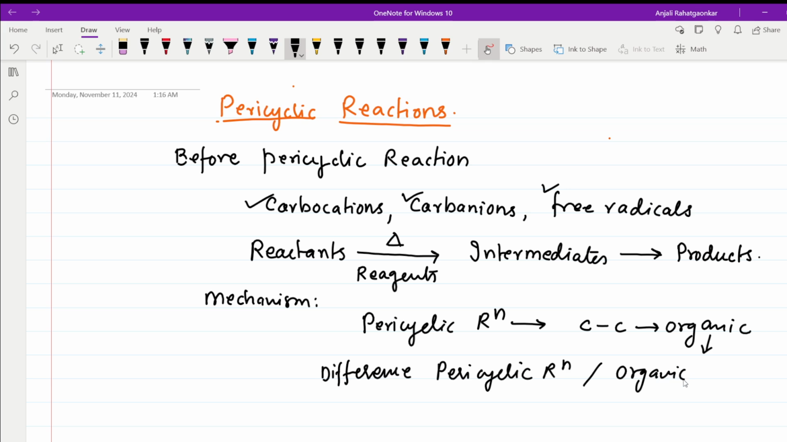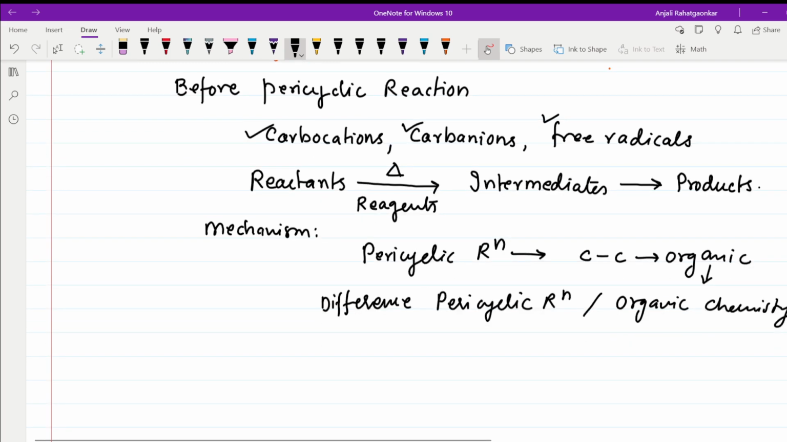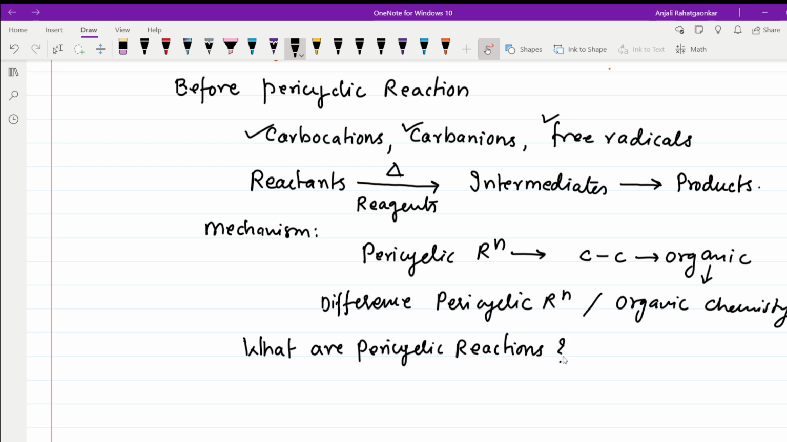Here the main difference is that the reaction is called a pericyclic reaction. The name itself suggests that there is something cyclic in the complete mechanism of the reaction. So what are pericyclic reactions? Let us see some significant features. Let me define what pericyclic reactions are.